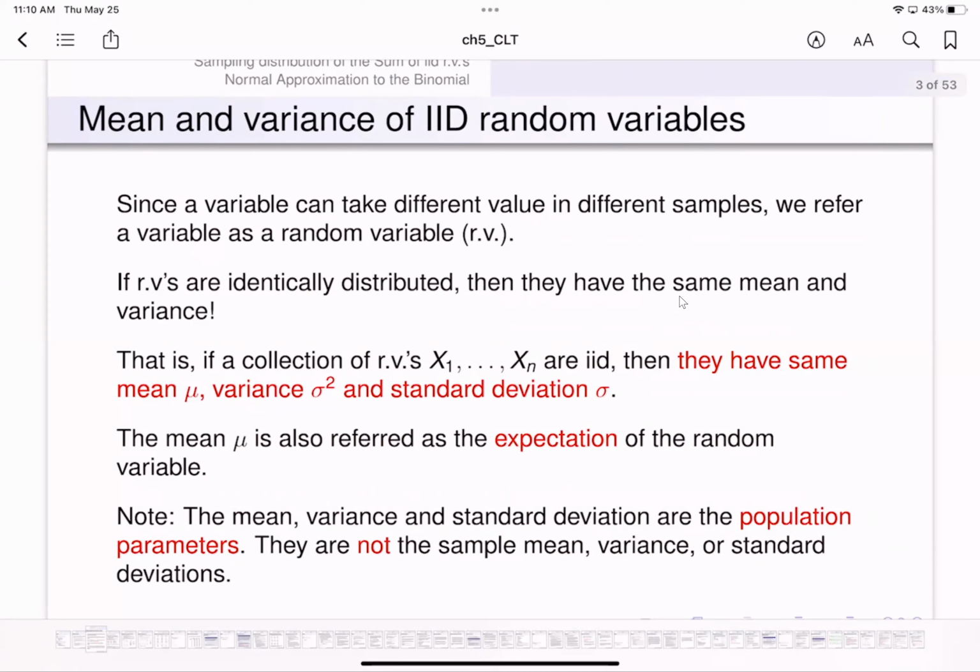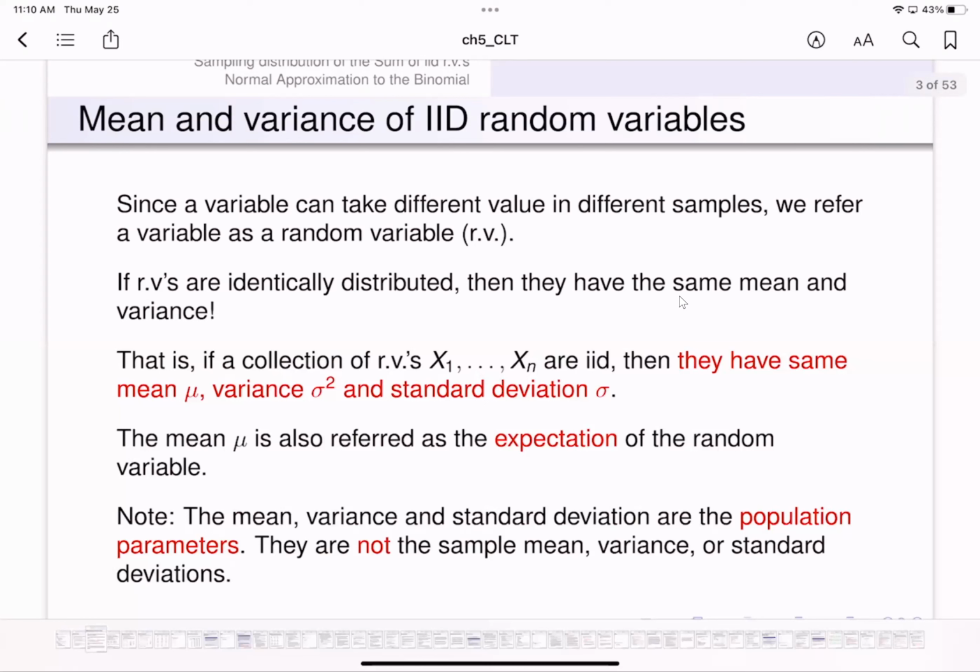If we have a collection of random variables x1 through xn from a population, and they have the same mean, variance sigma squared, and standard deviation, if these are i.i.d. or a random sample, which has the same meaning, then we would always have all of these having identical mean, identical standard deviation, identical variance. And the mean is also referred to as the expectation of the random variable.